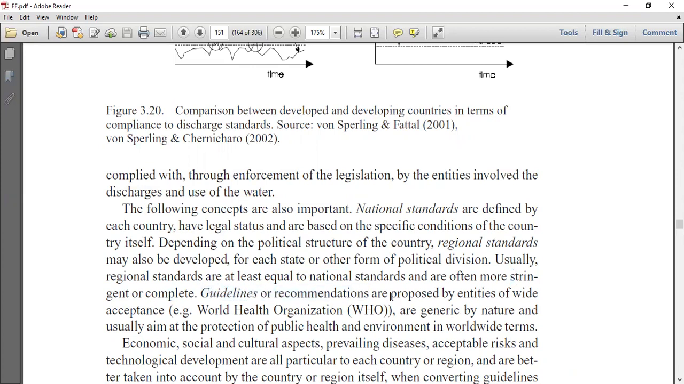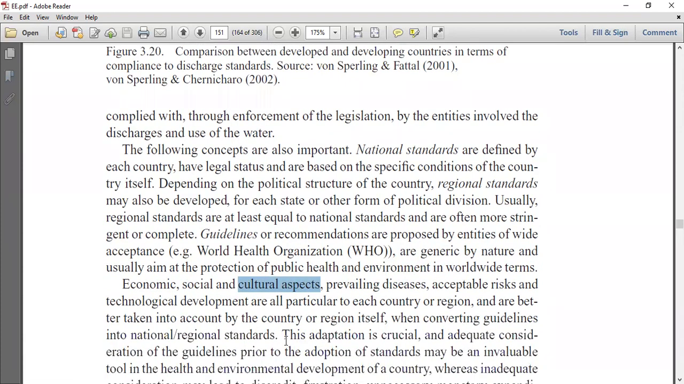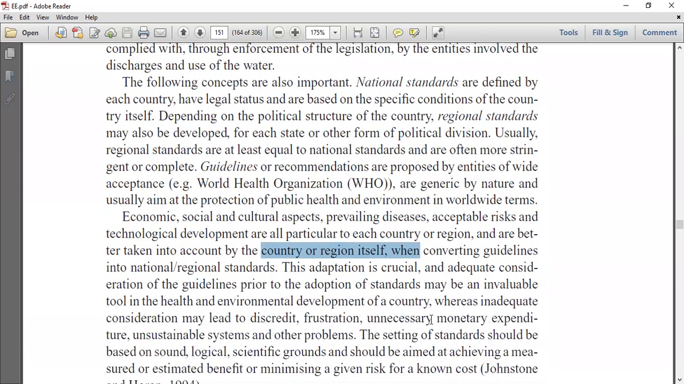Guidelines or recommendations are proposed by entities of wide acceptance, are generally advisory by nature, and usually aim at the protection of public health and environment in worldwide terms. Economic, social, and cultural aspects determine acceptable risks, and technological developments are particular to each country or region and are better taken into account by the country or region itself.